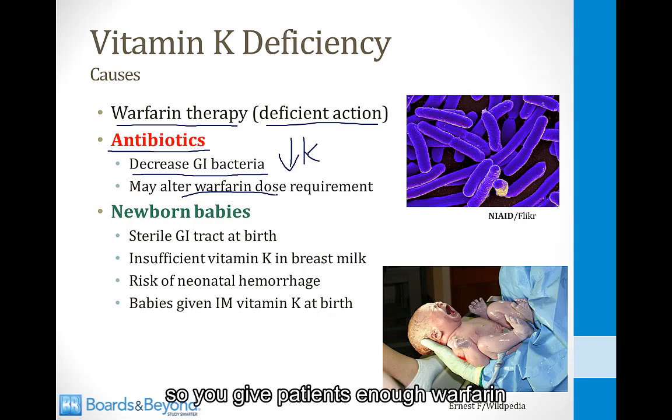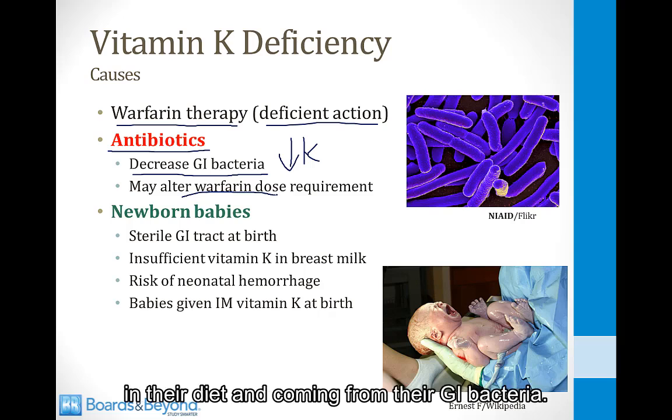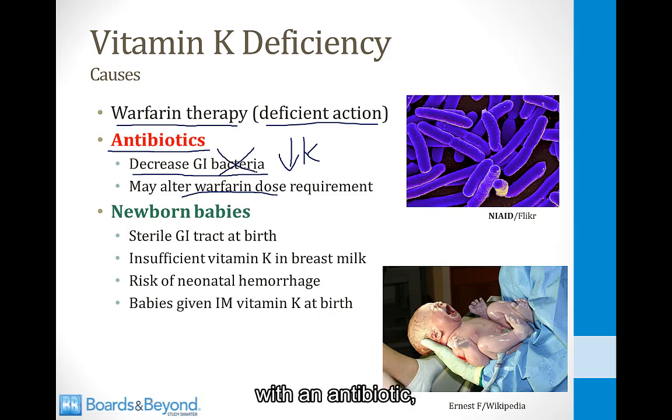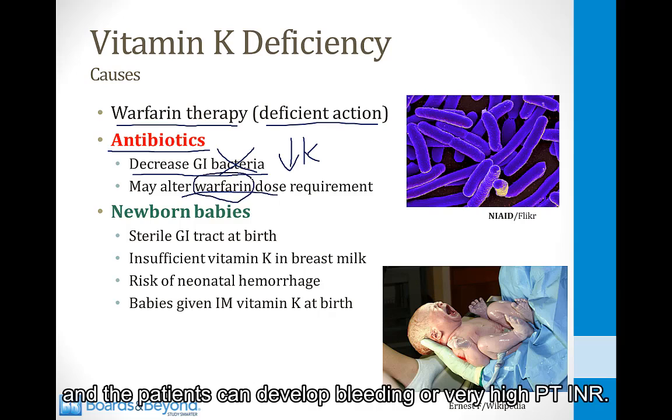So you give patients enough warfarin to counteract the normal amount of vitamin K in their diet and coming from their GI bacteria. But then if you wipe out those GI bacteria with an antibiotic, suddenly that warfarin dose is too high and the patients can develop bleeding or a very high PT/INR.